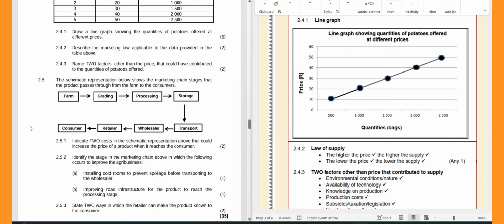Or the lower the price, the lower the quantity supplied. Okay? So that is, the higher the price, we always start with the price. The higher the price, the higher the supply. The lower the price, the lower the supply.